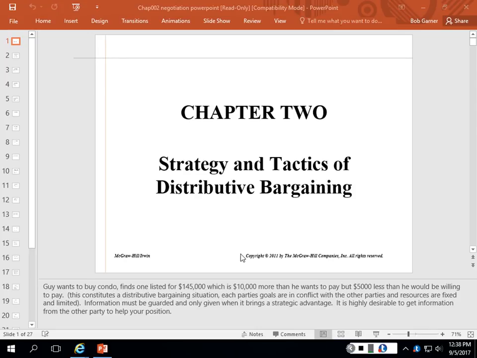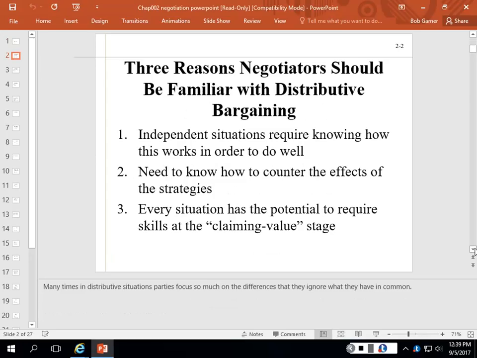All right, so three reasons why we should be familiar with distributive bargaining. If we're in a distributive situation, we have to know how the distributive process works. We need to know how to counter the effects of the strategies. And every situation, even an integrative situation, at the end, we're going to divvy up and finally decide where we're at. So even though it's an integrative process, where I'm working with you, at the end there's a little bit of a distributive process.